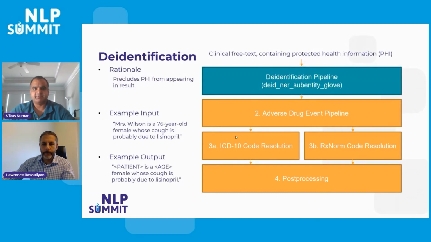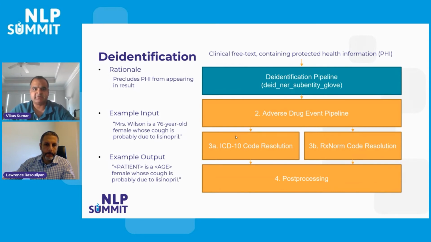So the first step that we use is de-identification. And de-identification is important for unstructured clinical data because it prevents any protected health information, or PHI, from appearing in the result. You probably know that there's a series of laws here in the United States called HIPAA, and those prevent any sharing of protected health information between non-privileged entities. So de-identification is important to comply with privacy laws all around the world.